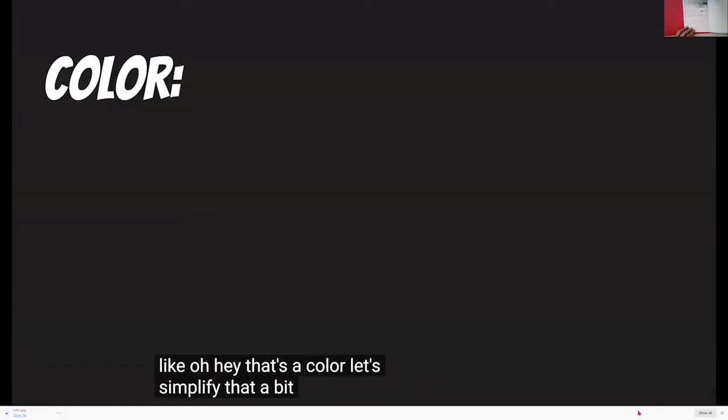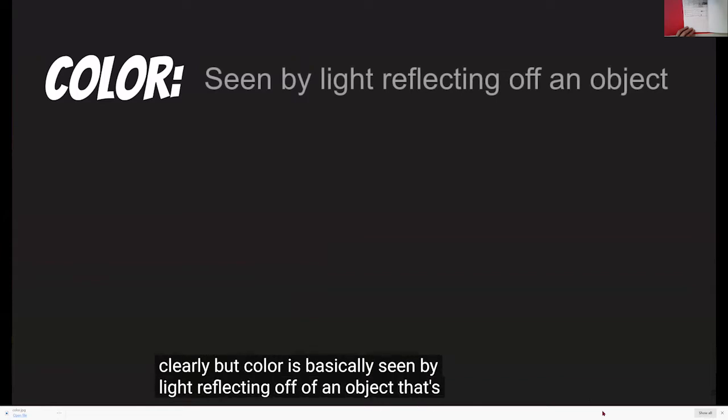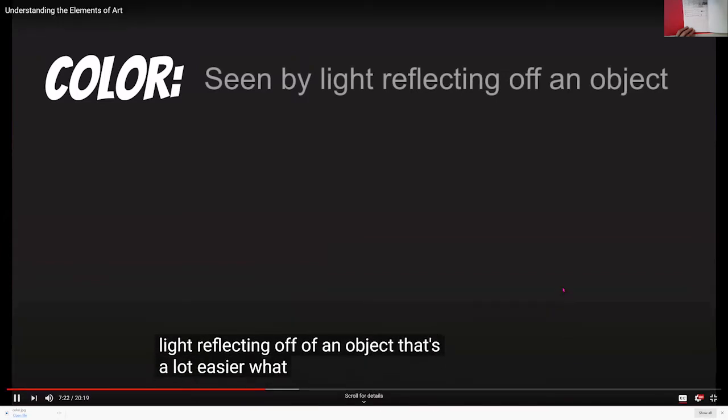Let's simplify that a bit. I'm not a scientist, clearly, but color is basically seen by light reflecting off of an object. That's a lot easier.